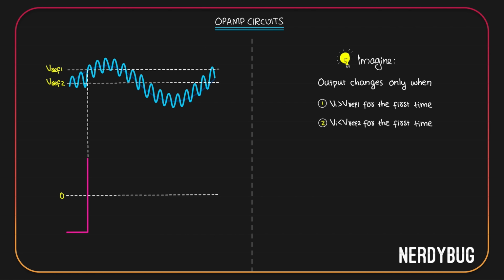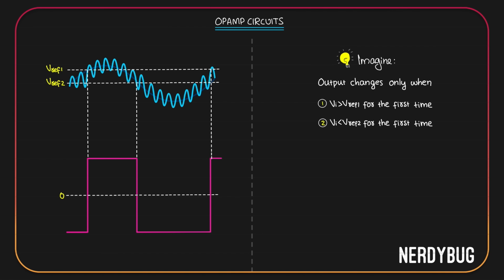The signal crosses first reference voltage again at all these points. But it doesn't matter because output changes only when this happens for the first time. The next time it changes is when input becomes less than the second reference voltage for the first time. And that happens over here. Output changes from plus Vsat to minus Vsat. Input again crosses the second reference voltage at these points, but it doesn't matter. The next time output changes is when input becomes greater than the first reference voltage again for the first time. And that happens over here. Output changes from negative Vsat to positive Vsat. This way, we can avoid chatter.